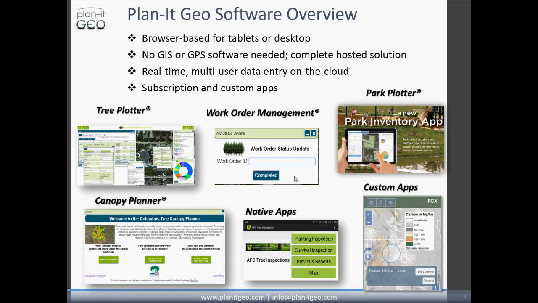Okay, so here's a quick overview of Tree Plotter. We have a lot of different versions of Tree Plotter, and we do a lot of different things with it. Not only do we inventory trees, but we can inventory other assets like park amenities, benches, trash cans, things like that. We do a work order management module, which allows you to create maintenance requests and email them out to your crews. We can plot parks, we can plot canopy data, and we do a whole host of different custom apps as well. So a lot of different options there for different types of software.